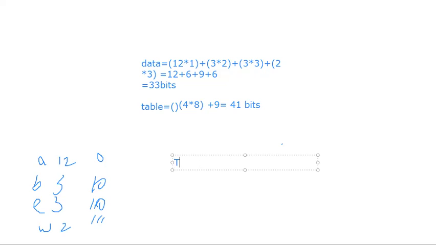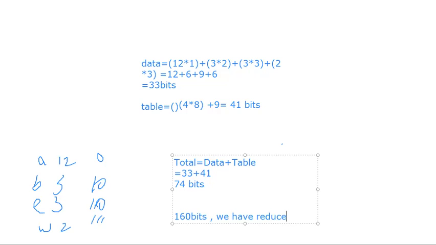Now the total transfer bits will be data plus table, which equals 33 plus 41, which is 74 bits. Instead of transferring 160 bits, we have reduced it to 74 bits, which is the most efficient way to transfer the data from one system to another in a network. You have seen 160, it is reduced to rather less than half.